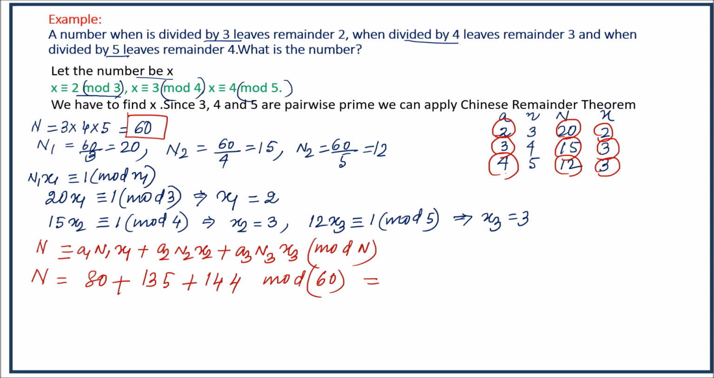So this is equal to, if we add it, 80 plus 135 plus 144. It will be 359. 359 modulo 60. So when we divide 359 by 60, 5 times 60 is 300, so 59 is the remainder. So x is equal to 59. So 59 is the solution. Not n is equal to, it is x is equal to. It's a blunder. So x is equal to 59.